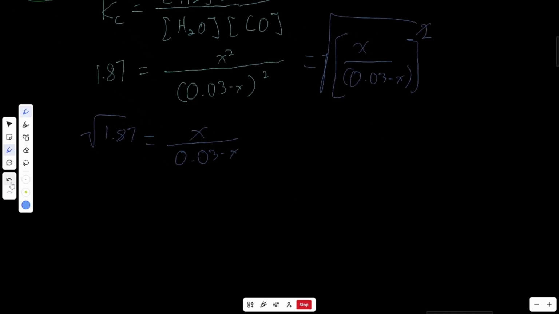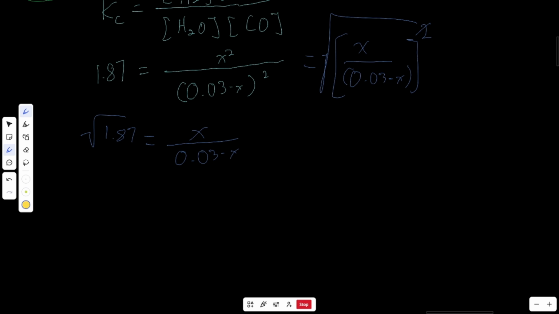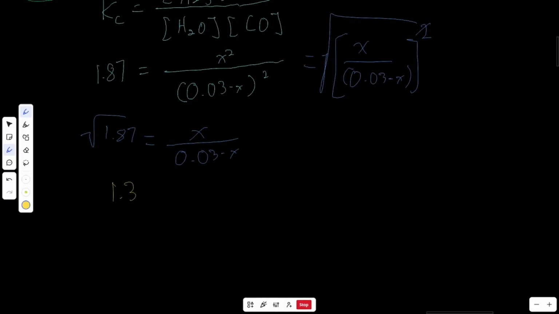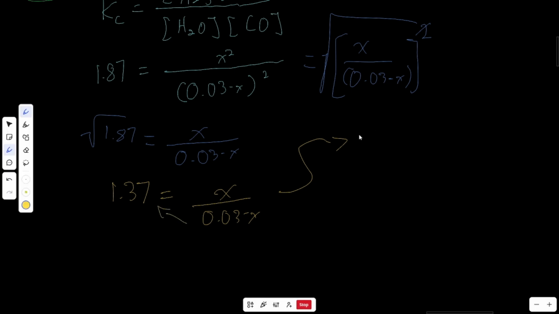Alright, so let's use a brighter pen here. Let's use yellow. So the square root of 1.87 is around 1.37. 1.37 is equal to x over 0.03 minus x. Now, where do we go here? We have to transpose, right? Not transpose, rather, we cross multiply so that we can isolate the x's. So that's 1.37 times 0.03 minus x. And this will be equal to x.